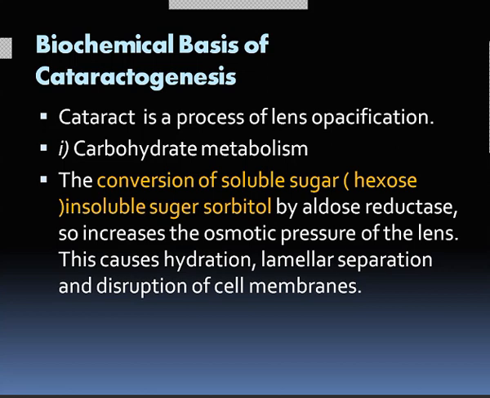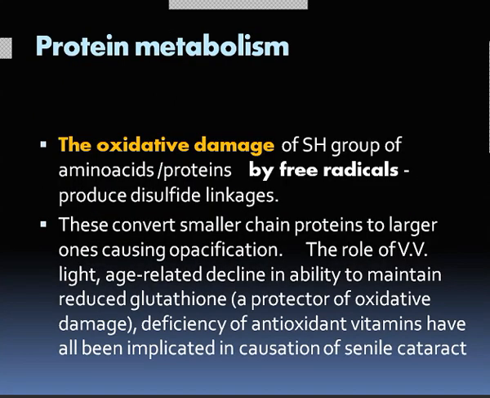And the biochemical basis of the cataract genesis. What is the biochemical basis? Cataract is the process of lens opacification. That is due to the derangement of the carbohydrate metabolism. What will happen here? The soluble sugar, that is the hexose, is converted into insoluble sugar, that is the sorbitol. How is it formed? By aldose reductase. So increase in the osmotic pressure of the lens will occur. This causes hydration and the lamellar separation and disruption of the cell membranes.